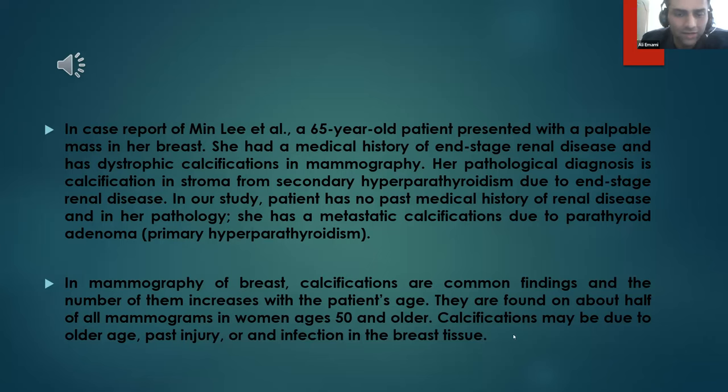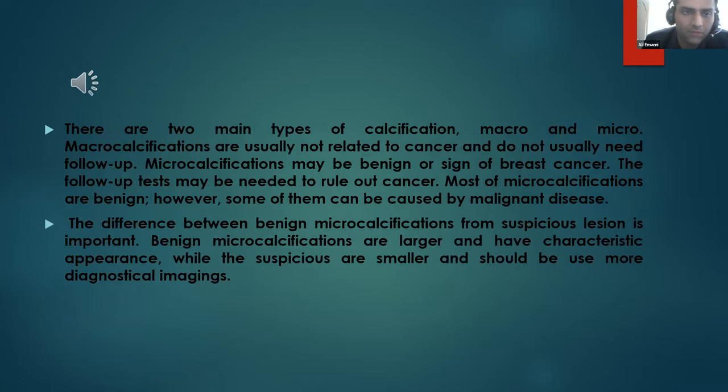In mammography of breast, calcifications are common findings, and the number increases with patient's age, which we can see in the mammography, and we can rule out age, past injury, or infection of breast tissue. There are two main types of calcification, macro and microcalcification. Macrocalcifications are usually not related to cancer and do not usually need follow-up. But microcalcification may be benign and can be a sign of breast cancer. So the follow-up tests are necessary. Most microcalcifications are benign, but some of them can be caused by malignant disease.